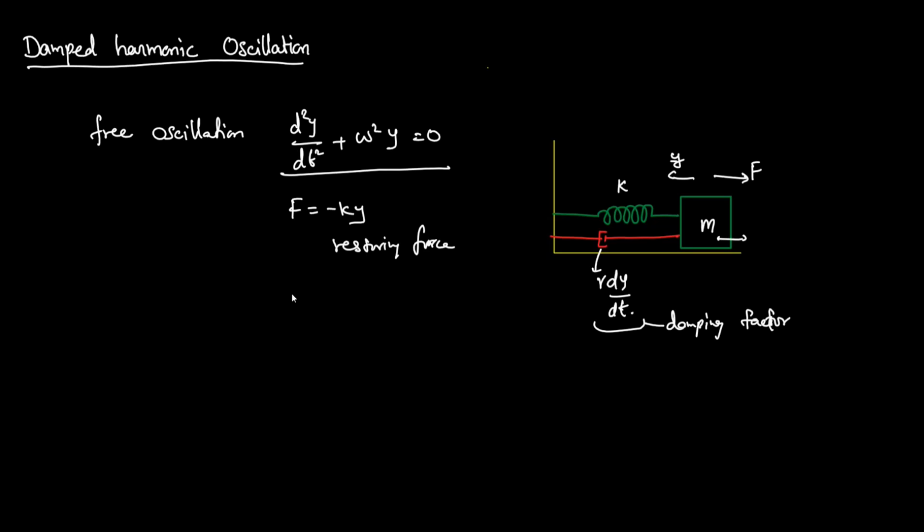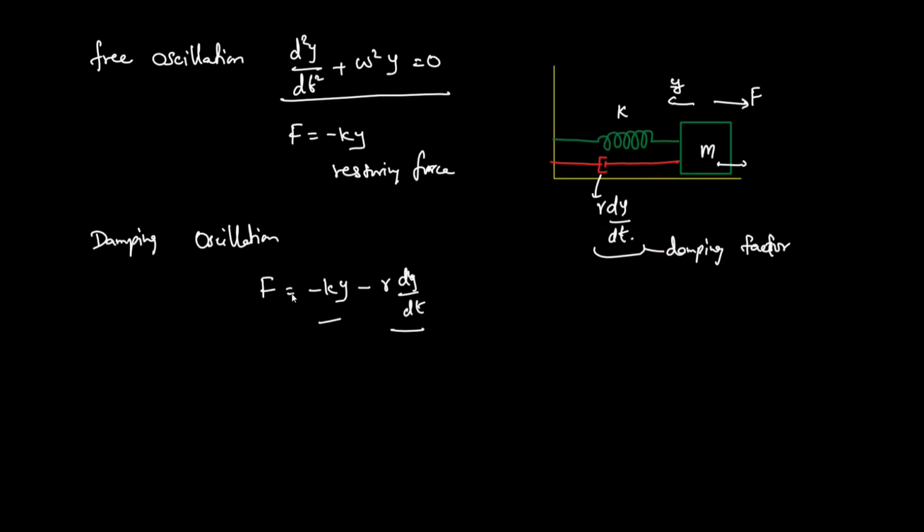So here in case of damping oscillation, the force is equated to the restoring force, and there is a damping factor dy by dt. So this is the damping factor, this is the restoring force. The force is equal to these two things. So the force is nothing but m d square y by dt square, as we saw earlier, equal to minus ky minus r dy by dt.